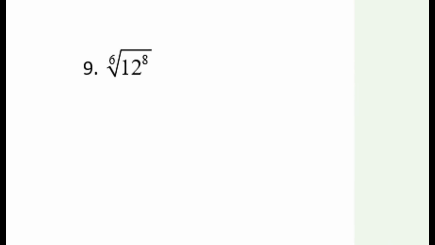All right, so number 9 here for our examples, we have 12 to the 8th power as our radicand, and we have the 6th root of 12 to the 8th. So I want to be thinking about the fact that 12 to the 6th would be a perfect root. So I want to see if I can separate that to simplify.